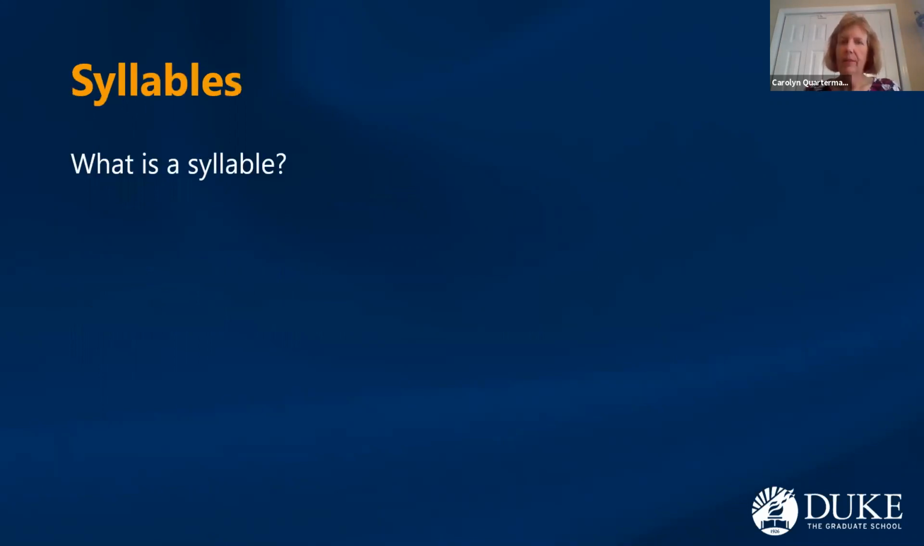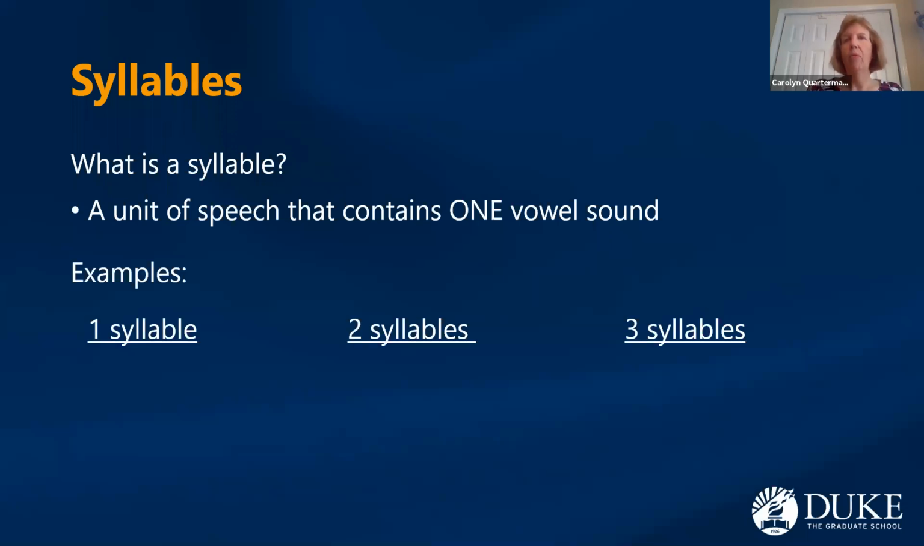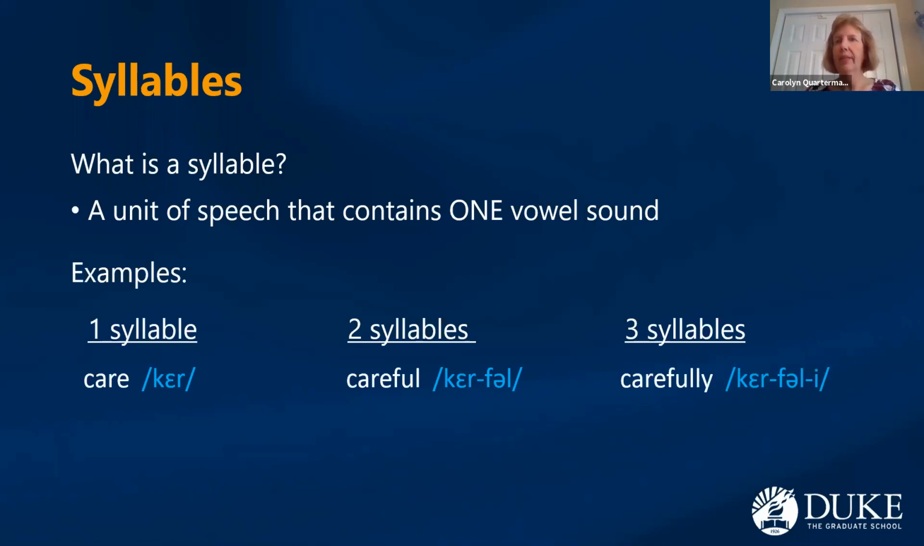What is a syllable? A syllable is a unit of speech that contains one vowel sound. Let's look at some examples. A one-syllable word, care, one vowel sound. Two syllables, careful, two vowel sounds. Carefully, three vowel sounds, three syllables.